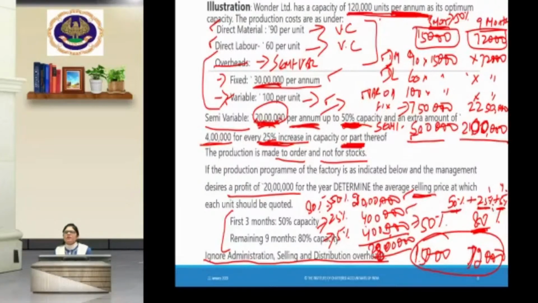Can you give me the total cost for 50% for the first 3 months and 80% for the next 9 months? Can you tell me the total cost for 3 months and 9 months, please? Total cost. Will anybody give the total cost?